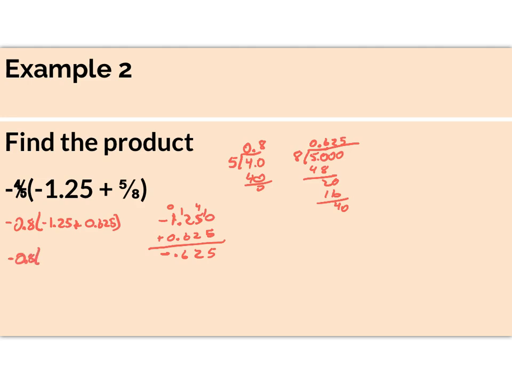-0.8 times -0.625. So 625 times 8. 40. 16 plus 4 is 20. 6 times 8 is 48, plus 2 is 50. And we had 4 numbers behind the decimal, so 0.5, which equals 5 over 10. When you reduce that down, you get 1/2. And that's the same number we got on the other page.